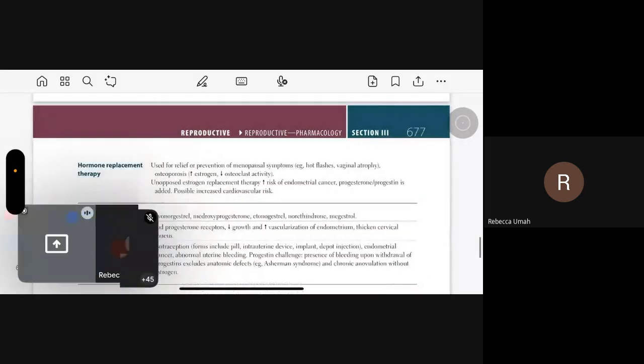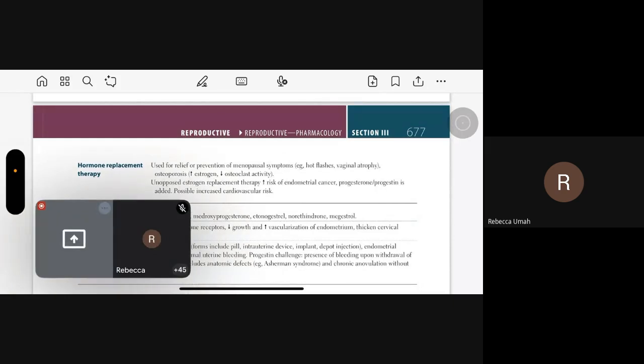Okay, so now we move on to hormone replacement therapy, right? Again, I have told you that the main indication of hormone replacement therapy is the prevention or relief of menopausal symptoms. And again, there's a misunderstanding in First Aid where it says that it can be used for the prevention of osteoporosis. Hormone replacement therapy definitely prevents osteoporosis and even treats it, but we cannot use it primarily for the prevention of osteoporosis.